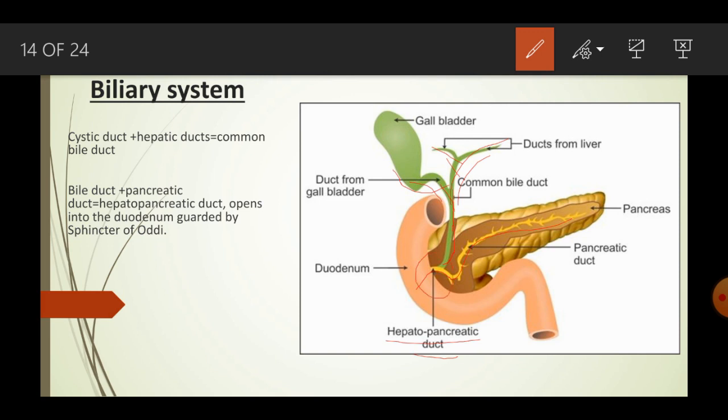This is guarded by a sphincter which is known as the sphincter of Oddi that regulates the flow of digestive juices into the food in the duodenum.